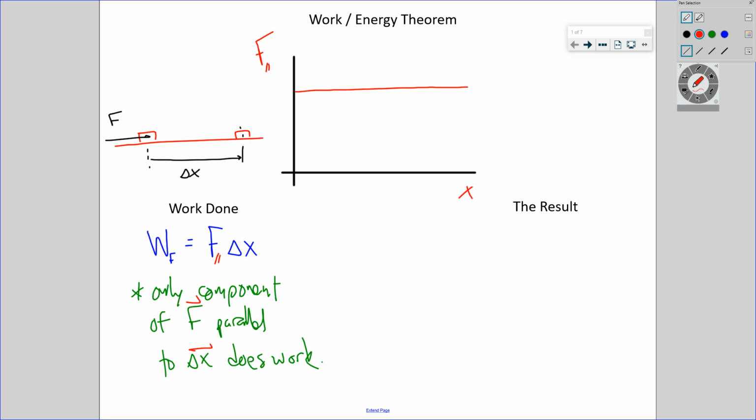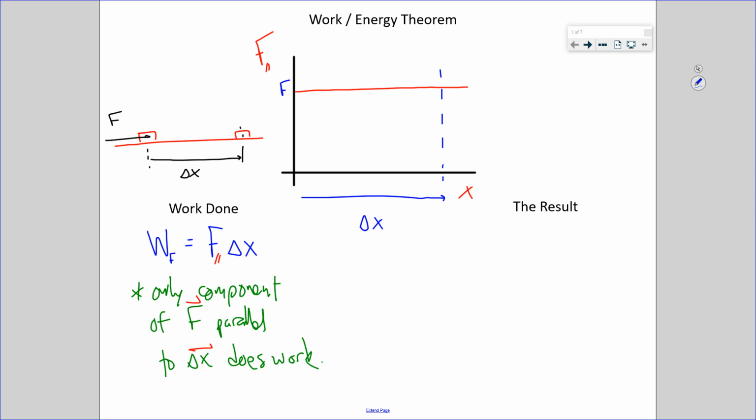Let's just say that force is constant, and there is some delta x. Since work is F times delta x, the work is that value F times this displacement delta x. That happens to be the area under this non-curvy curve. The area under the curve is a typical way of stating that. So for this one, it's important to be able to recognize that work here is area.